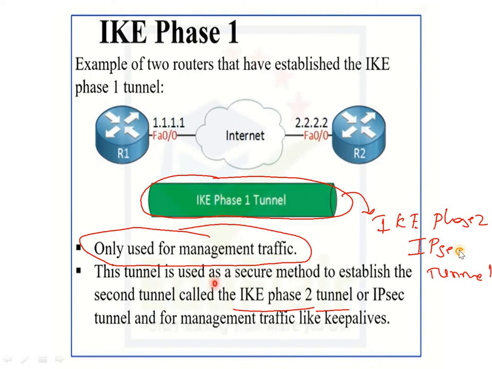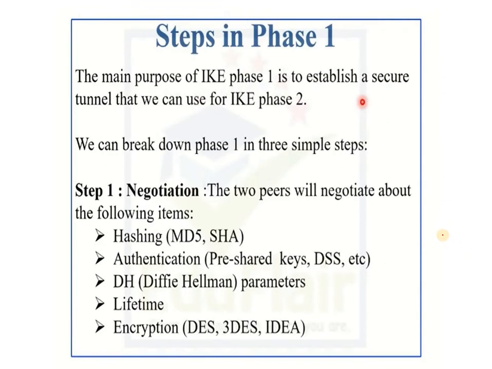Okay, right. So let us see what the steps are in IKE Phase 1. The main purpose of IKE Phase 1 is to establish the secure tunnel that we can use for IKE Phase 2, because we are using the same tunnel in IKE Phase 2 for security purposes. So we can break down Phase 1 into 3 simple steps.